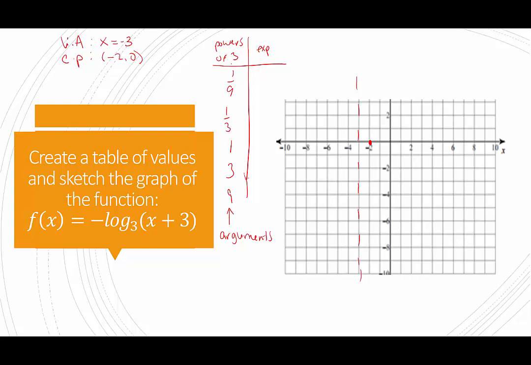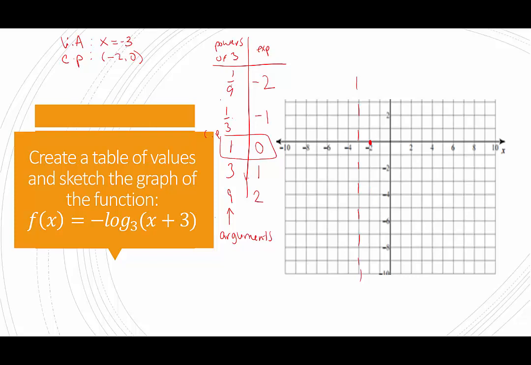this would be, so 3 to what power provides 1/9? That would be -2. 3 to what power produces 1/3? -1. 3 to what power produces 1? That's 0. And again, this is the critical point here. 3 to the 1 gives us 3, and 3 squared gives us 9. So once we create the arguments, we already know the y values associated with them. So that kind of helps. These are not the x values because we have that shift in the argument.